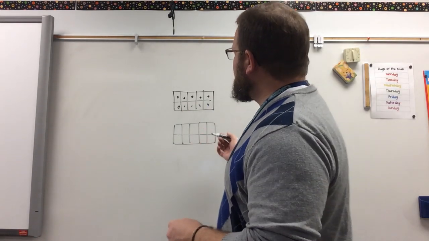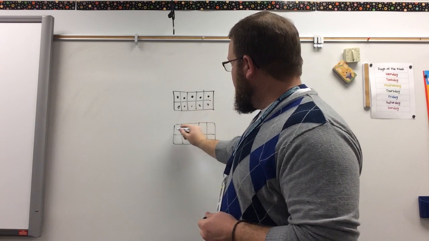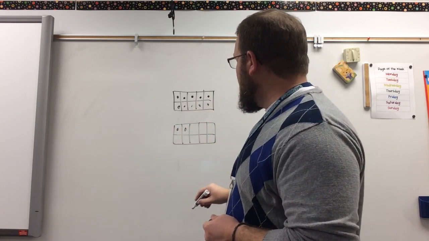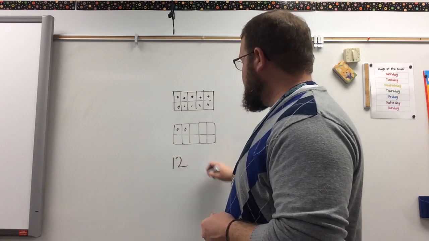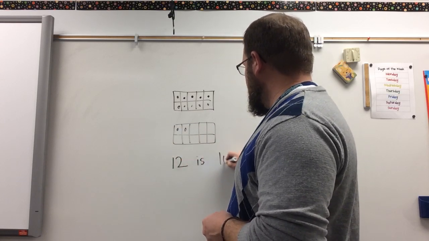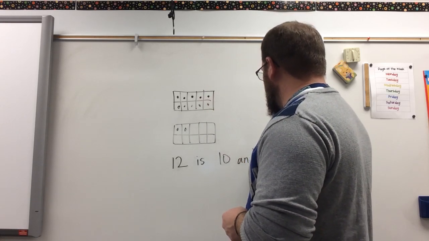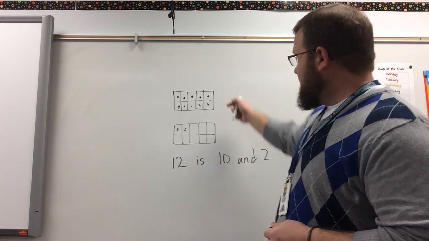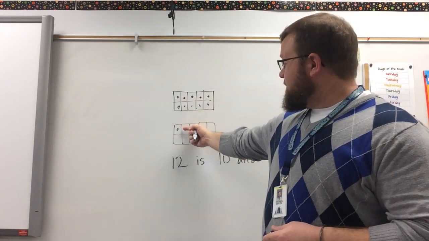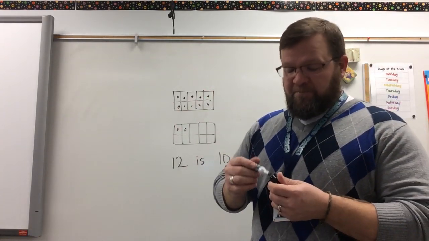I'll just choose 12. Okay, so if I were to make 12, I already have a 10 frame that's full, so there's 10 there, and I'm going to put dot 11 and dot 12, and I'm going to say that the number 12 is 10 and 2. Because I have 10 up here, I have 2 down here, and that makes 12 altogether. That's how you show 12 on 10 frames.